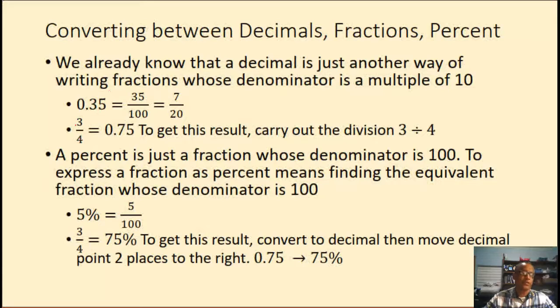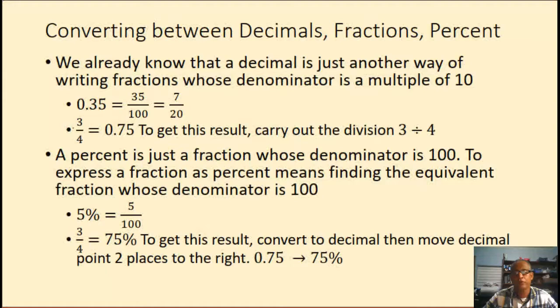Converting between decimals, fractions, and percent. So let's take a look at this number, 0.35. 0.35 is really just 35 over 100, and then we simplify it, 7 over 20, right? So remember, a decimal is just another way of writing a fraction whose denominator is a multiple of 10, right? And of course 3/4. If you want to write that as a decimal, we just do 3 divided by 4, that's 0.75.